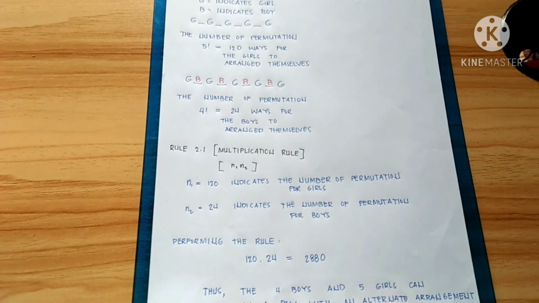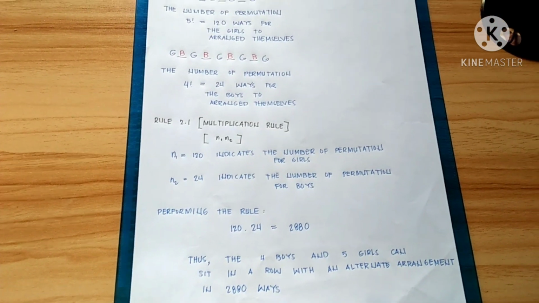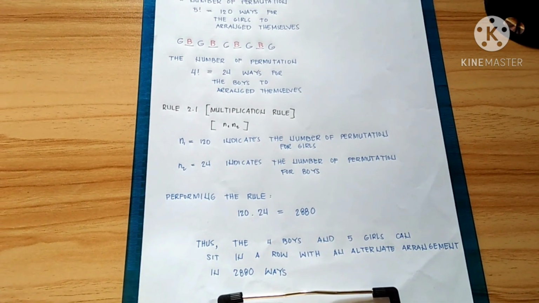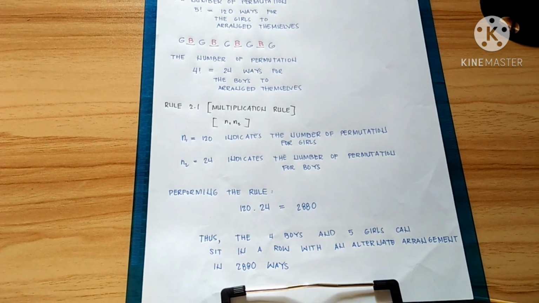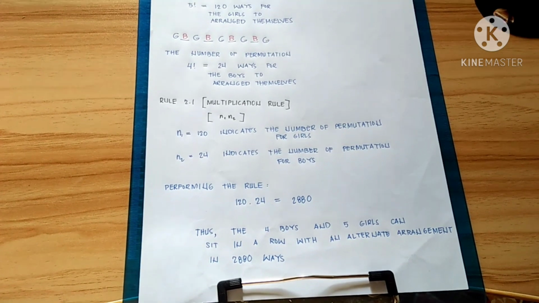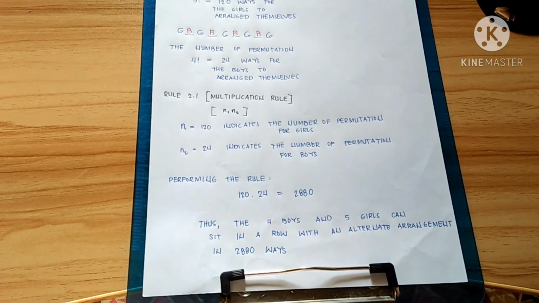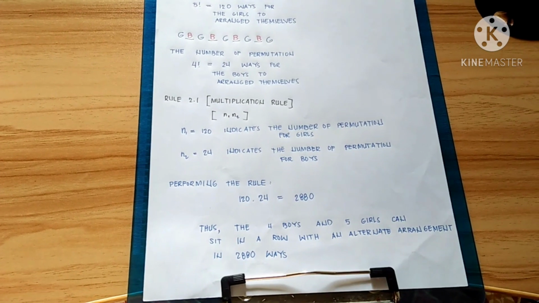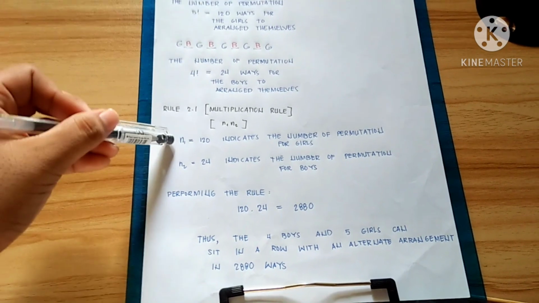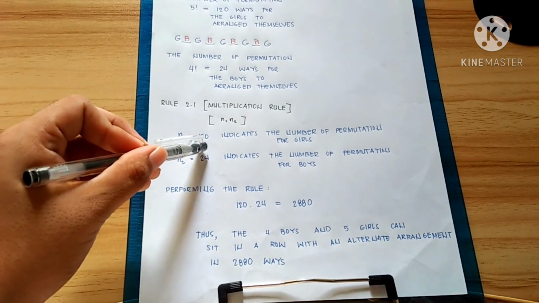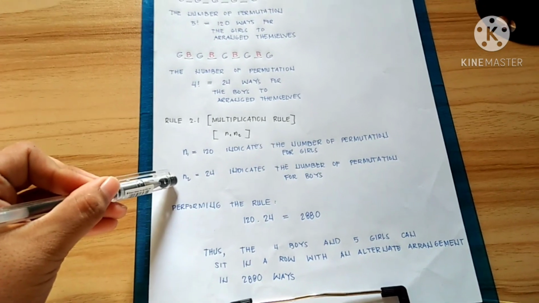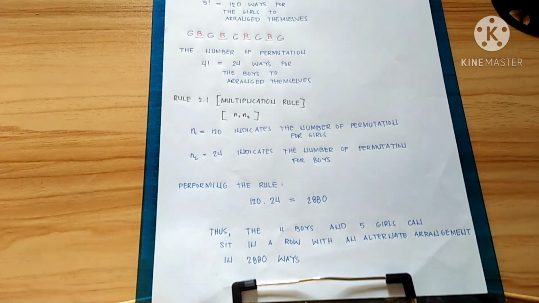According to Rule 2.1, which is often referred to as the multiplication rule, if an operation can be performed in n1 ways, and if for each of these ways a second operation can be performed in n2 ways, then the two can be performed together in n1 multiplied by n2 ways. So n1 equals 120, which indicates the number of permutations for girls, and n2 equals 24, which indicates the number of permutations for boys.